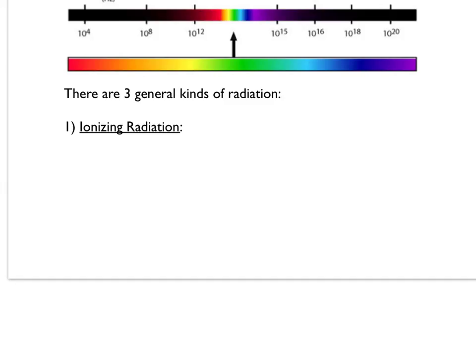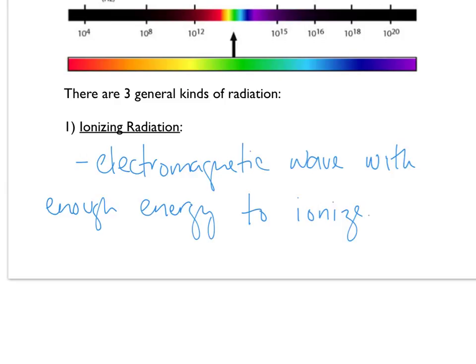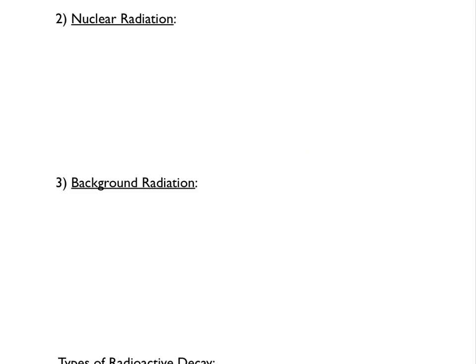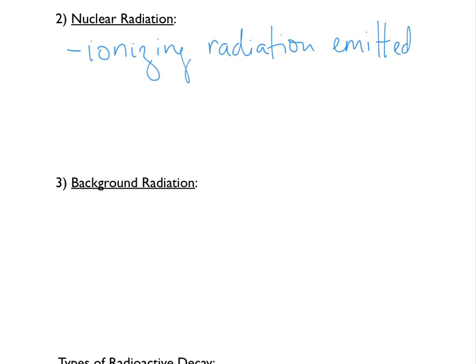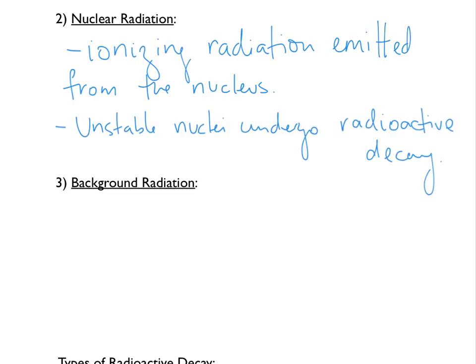There are three general kinds of radiation that we're going to be looking at. First is ionizing radiation, which are electromagnetic waves with enough energy to ionize, or remove an electron from, an atom or molecule. An example of this would be X-rays or gamma rays. The next type of radiation that we're going to be looking at is nuclear radiation, which is an ionizing radiation emitted from the nucleus, as the name suggests. So, unstable nuclei undergo radioactive decay and emit electromagnetic waves or fast-moving particles.